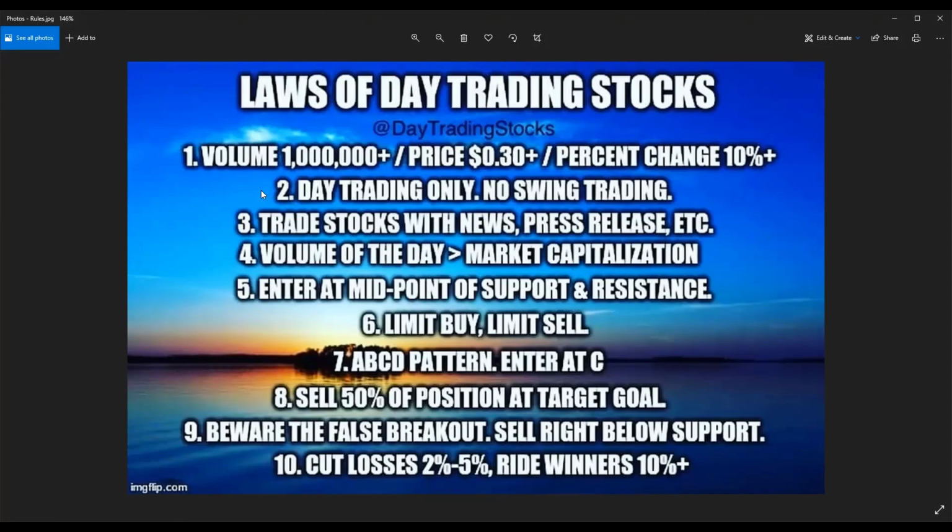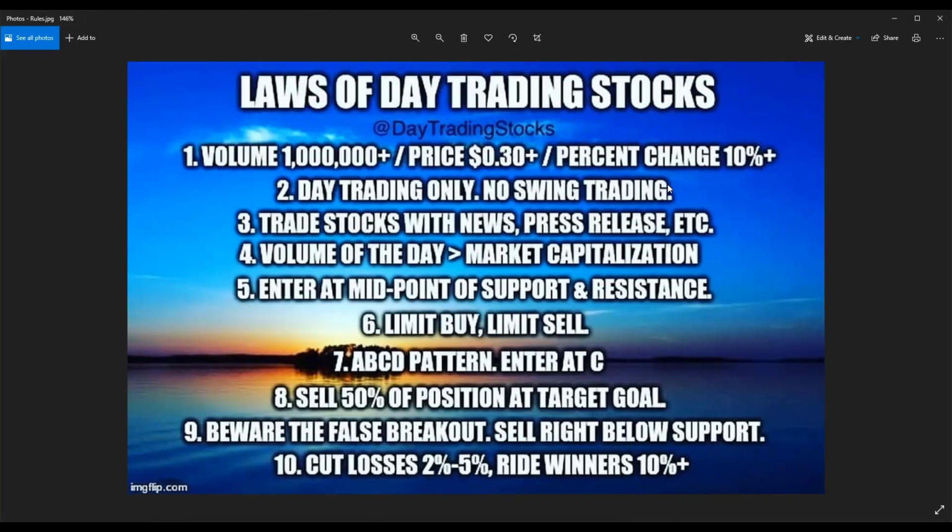Number 2 is day trading only, no swing trading. The reason why it's a rule there is because day traders like to get in and out. They don't always know exactly what the next day is going to be like, but when the morning starts, they have a much better idea of what to do, because they know if the morning's bearish or bullish. They can see and wait for these buying and selling signals.